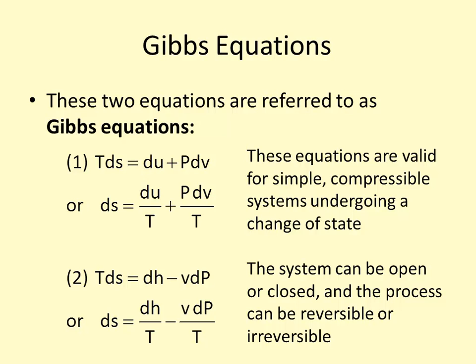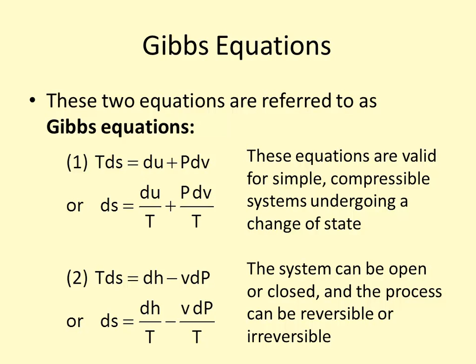Okay, so these are both considered the Gibbs equations. They're equivalent in their application. But depending on which property values you know and which property values may be constant or not constant, like if you have a constant volume process versus a constant pressure process, you may want to use one over the other. So these relate a change in entropy to known property values: internal energy, specific volume, pressure, and temperature.